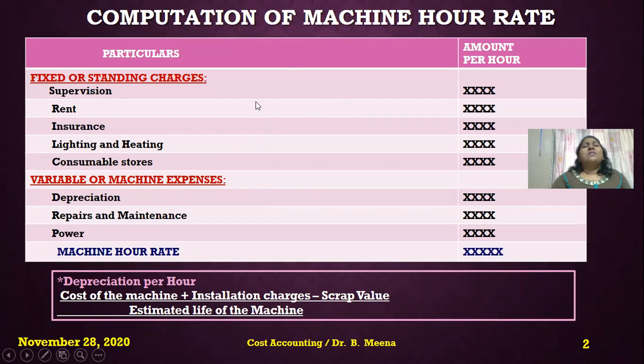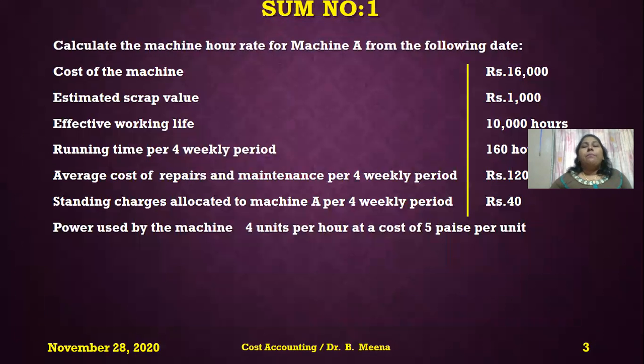So this is the format on how to calculate the machine hour rate. Expenses must be classified into two. One is standing charges, the other one is machine expenses. Under machine expenses, only these three will come: depreciation, repairs, power. Apart from this, all other expenses will come under the category of standing or fixed charges. Let me take up one problem for understanding how to calculate the machine hour rate. So look at this problem.